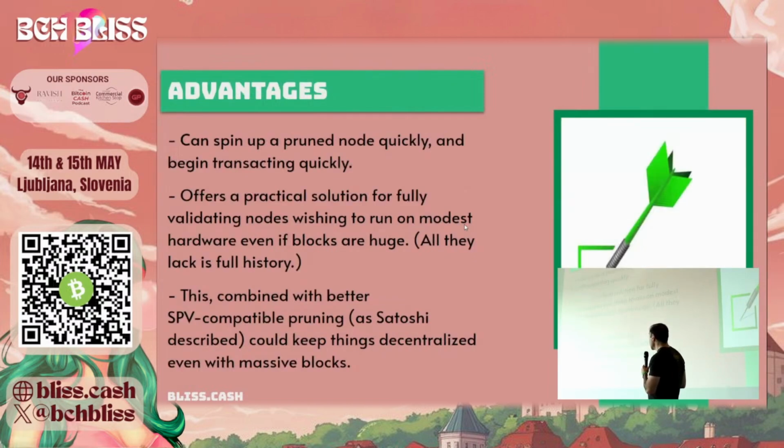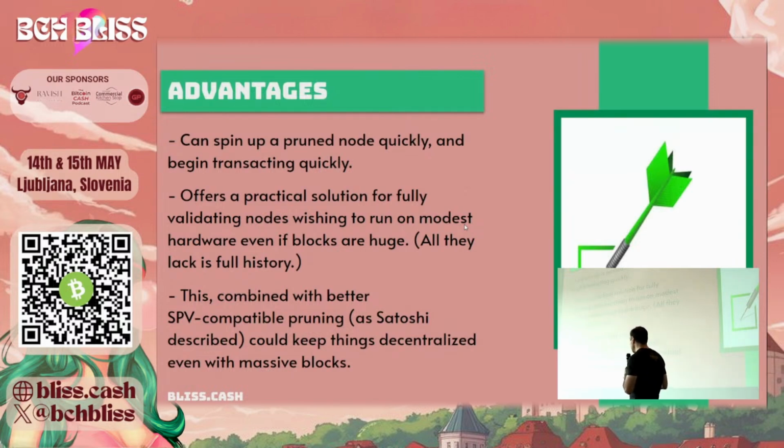And so there are advantages to this, right? You can spin up a node really quickly and begin transacting. Maybe it would be a 5 gigabyte download that takes 30 minutes or 20 minutes, and you're a peer-to-peer node. You don't have the full history, but at least you can do consensus immediately. And so that might be a practical solution for some people that just don't care about the full history for whatever their use case is.